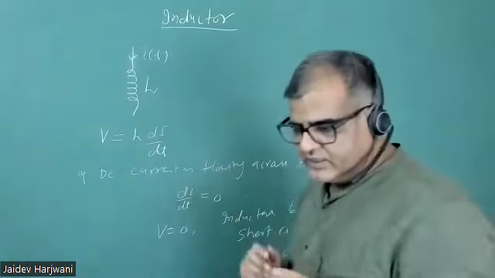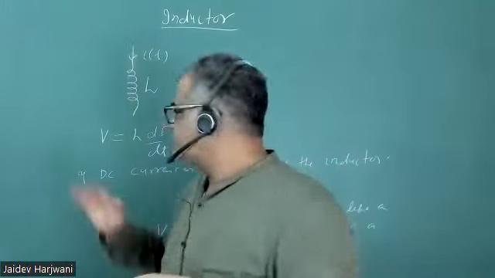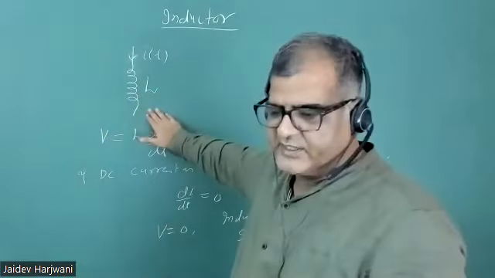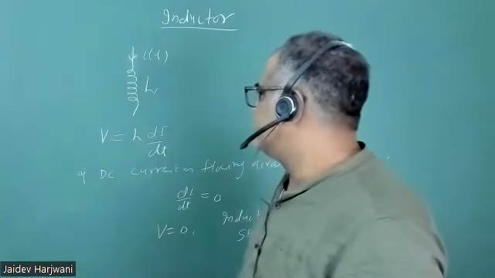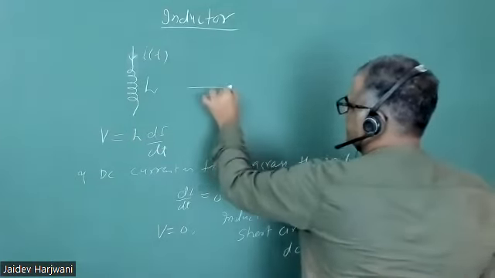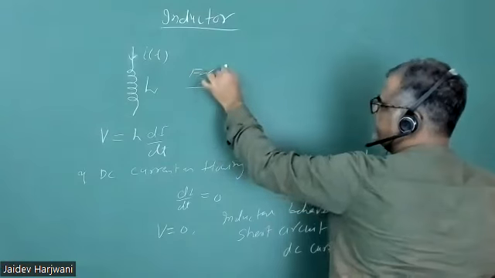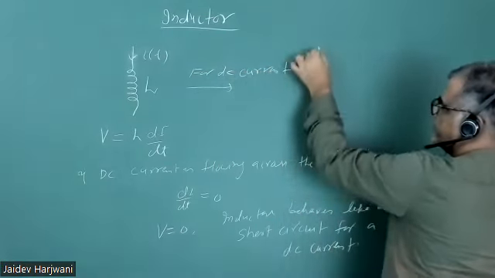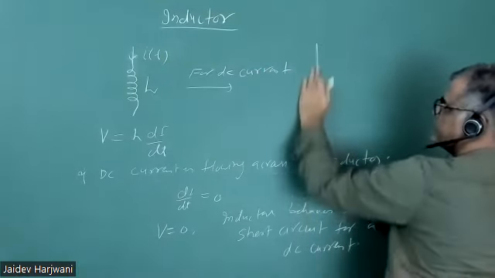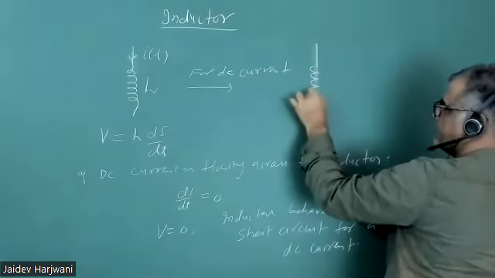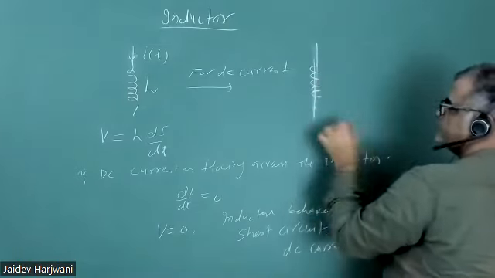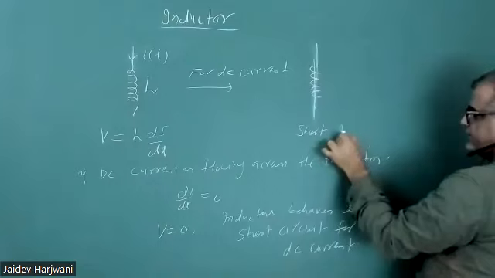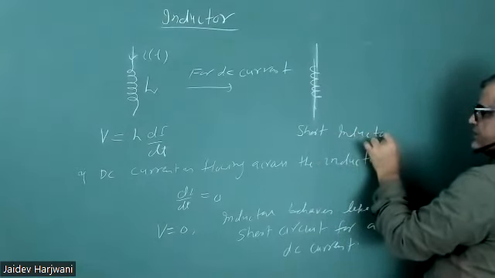But when DC is applied and it reaches the stable, steady state condition, then you have to replace this inductor by a short circuit. So for a DC source, for a DC circuit, DC current, you can short this inductor, so it will be like a short circuit.